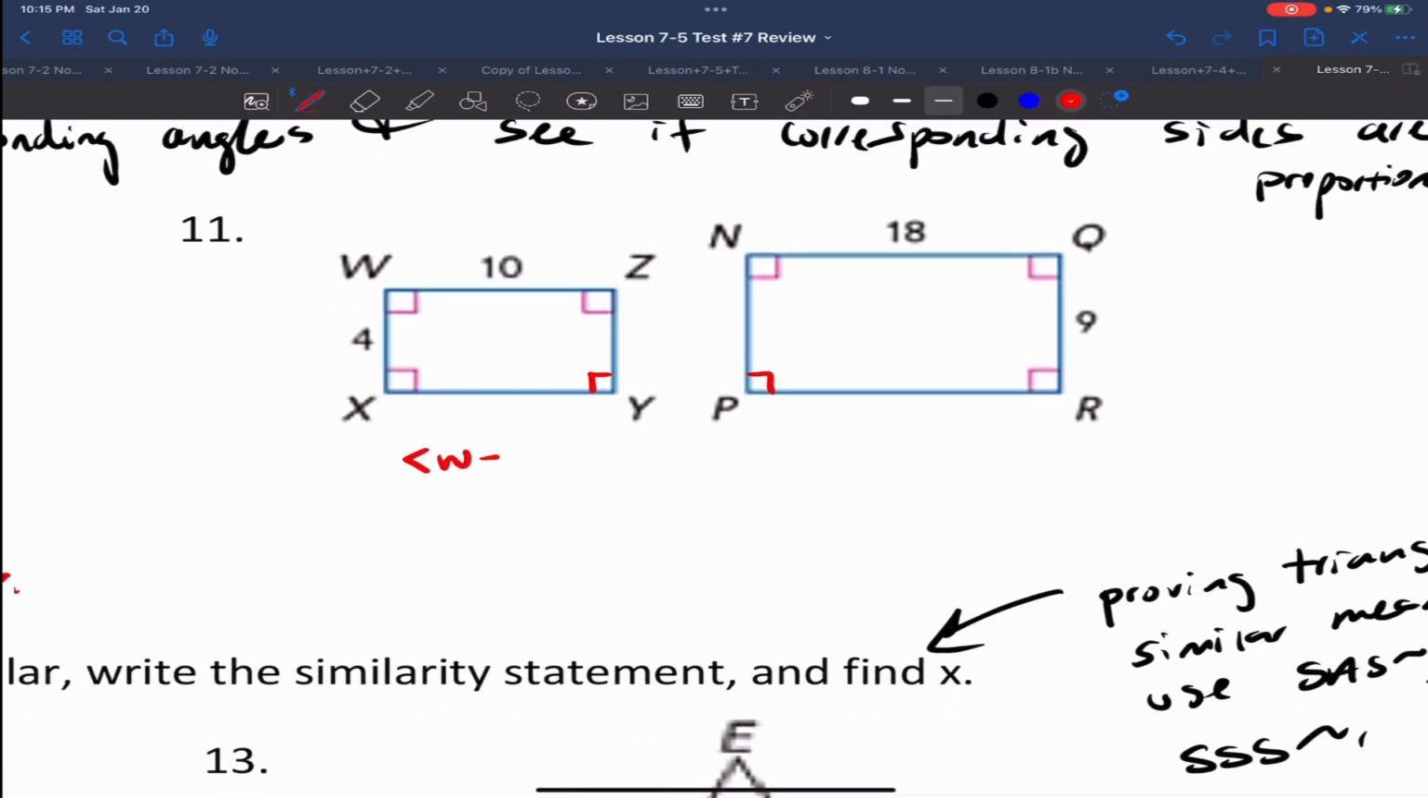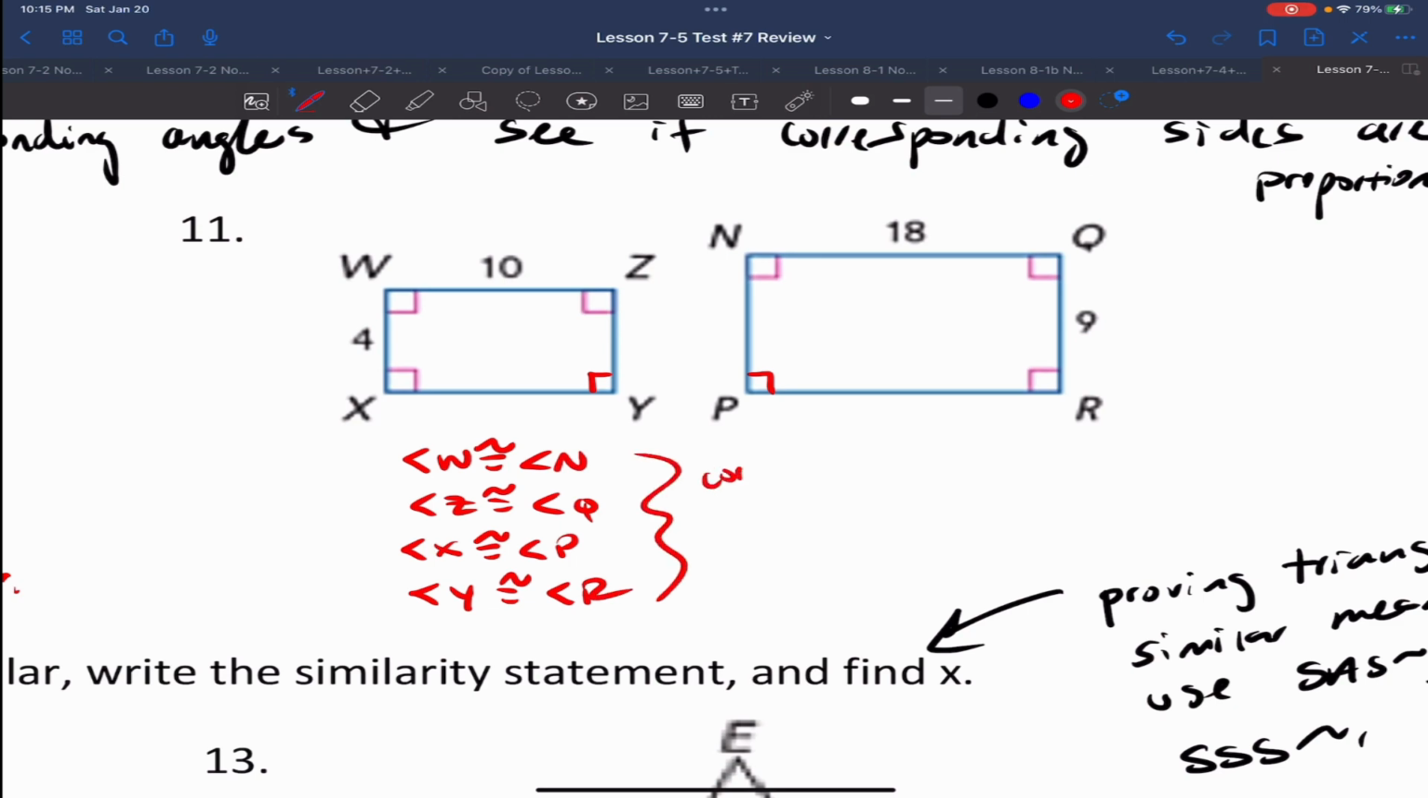So angle W is congruent to angle N. Angle Z is congruent to angle Q. Angle X is congruent to angle P. And also angle Y is congruent to angle R. So the corresponding angles are congruent.